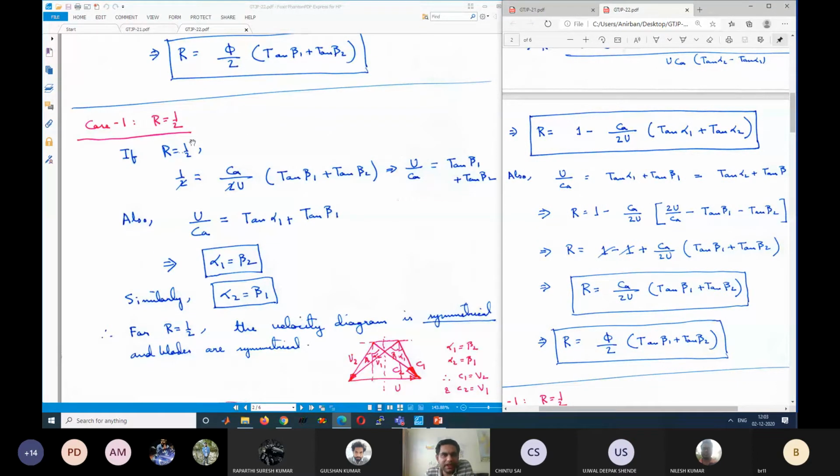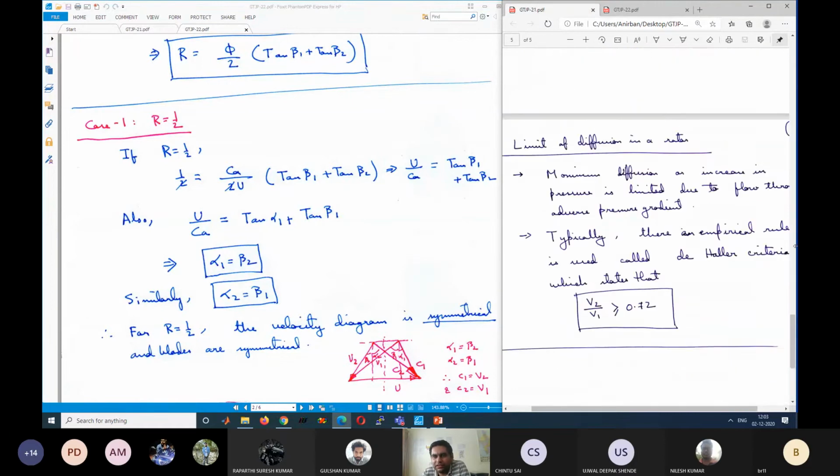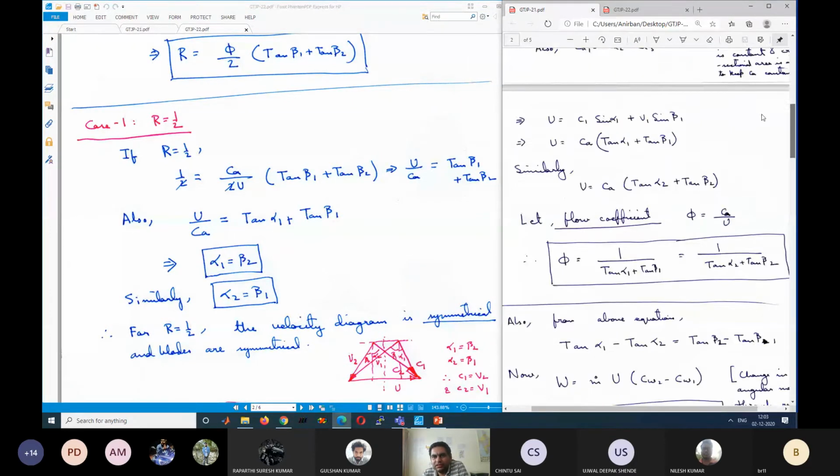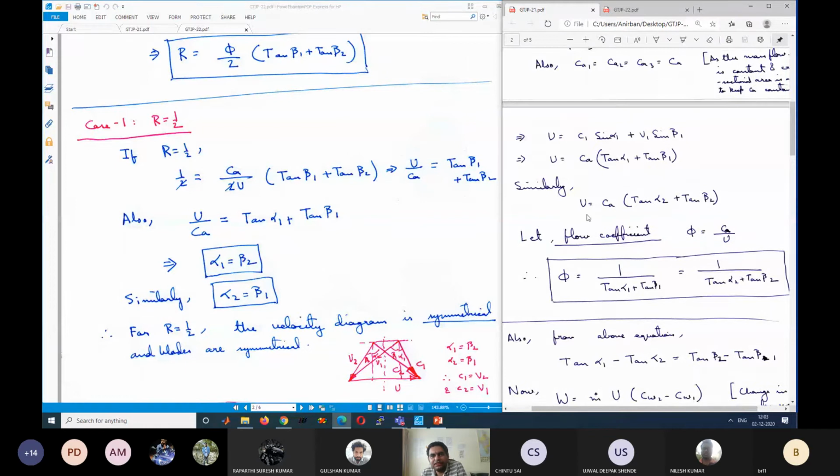So for R is equal to half, put the value half here in place of R in this expression. So you get half is equal to CA by 2U (tan beta 1 plus tan beta 2), or U by CA is equal to tan beta 1 plus tan beta 2. This is what we are getting. Remember previously also we had obtained another relation in the last class, that U by CA is tan alpha 1 plus tan beta 1.